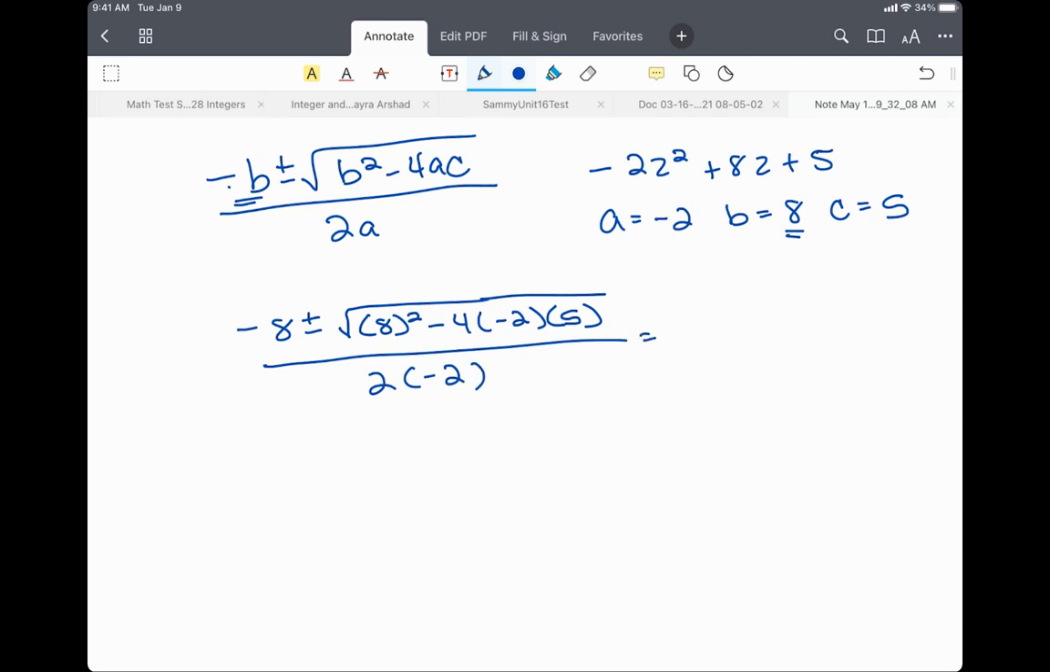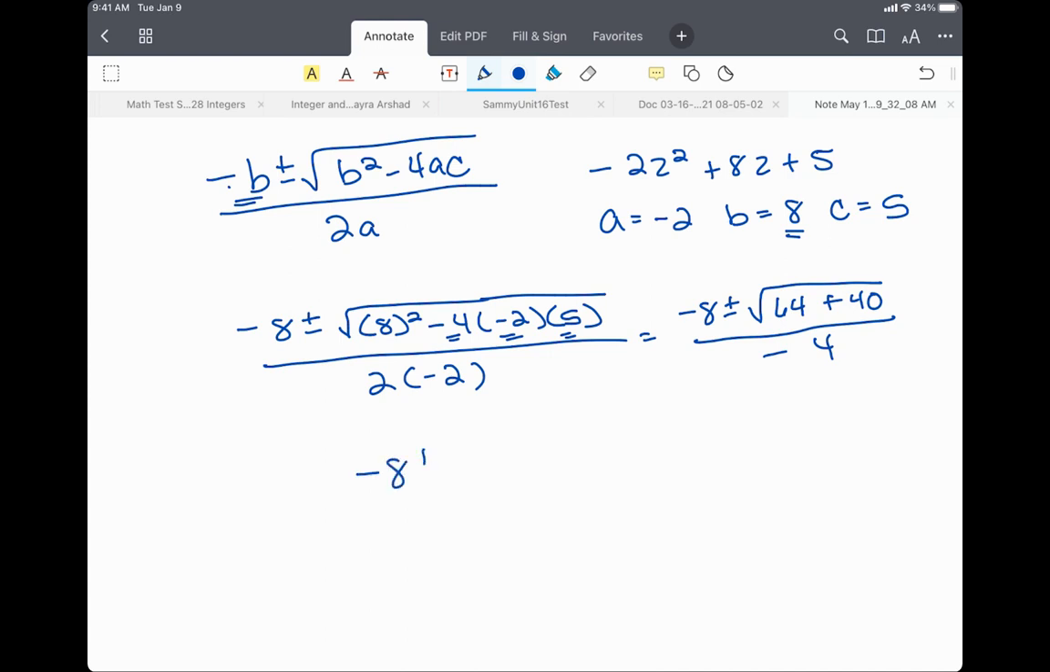Okay, so now we've got to simplify this down. So we have negative 8 plus or minus the square root. We know that 8 squared is 64. And then we have this negative and this negative, so we know we're going to get a positive times a positive. So negative 4 times negative 2 is 8. Positive 8 times 5 is going to give me plus 40, all over negative 4, because 2 times negative 2 is negative 4.